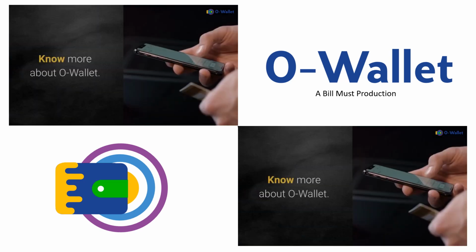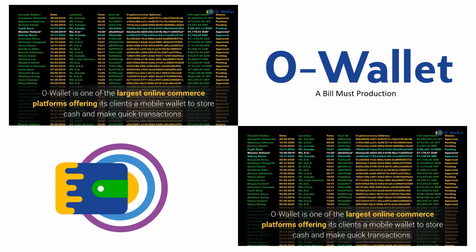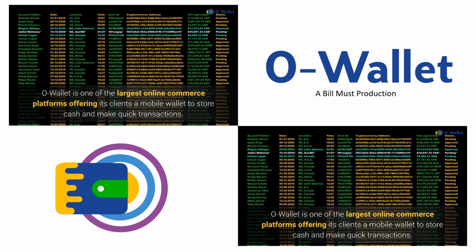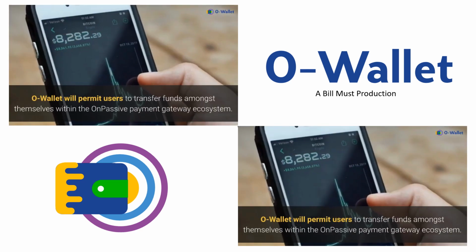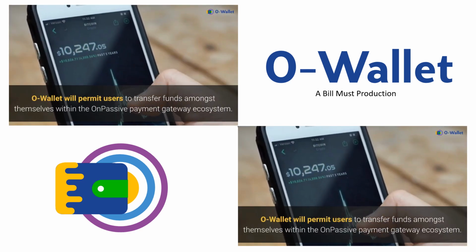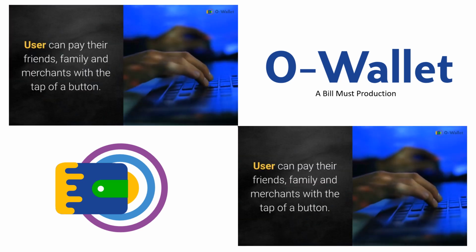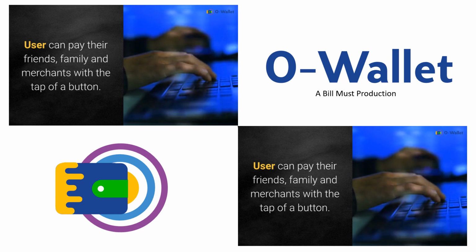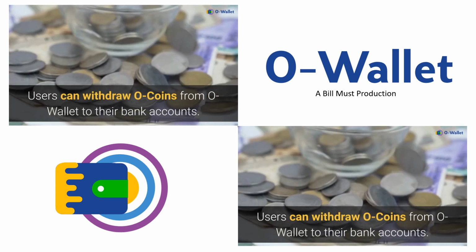Know more about O-Wallet. O-Wallet is one of the largest online commerce platforms, offering its clients a mobile wallet to store cash and make quick transactions. O-Wallet will permit users to transfer funds amongst themselves within the OnPassive payment gateway ecosystem. Users can pay their friends, family and merchants with the tap of a button. Users can withdraw O-Coins from O-Wallet to their bank accounts.